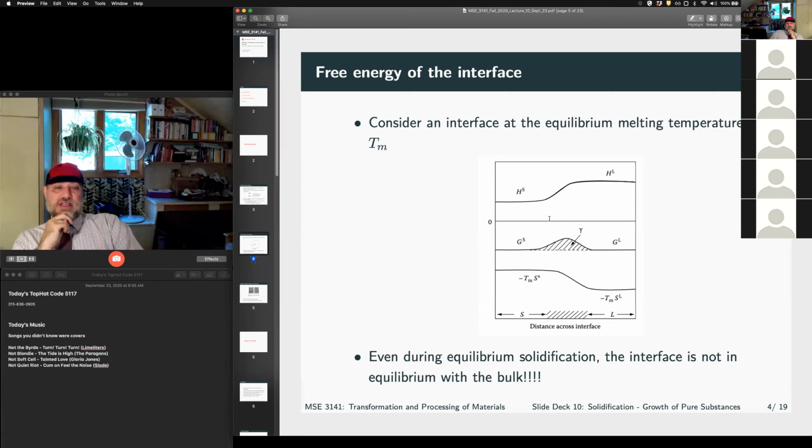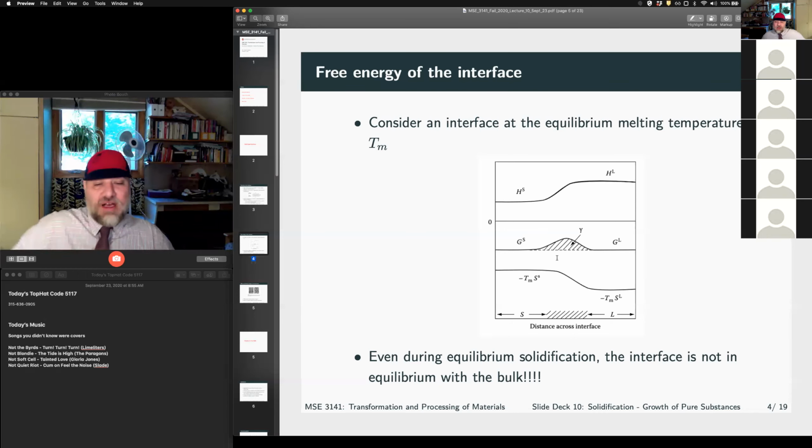It's really interesting that at the equilibrium temperature, the change in enthalpy and the temperature times the change in entropy are equal, right? That's just maybe another way to think about it. But when we're at the interface, we have this excess Gibbs free energy that is our interfacial energy, right? So what this tells you is that even at equilibrium, the two phases are in equilibrium with each other, but neither one is actually in equilibrium with the interface.